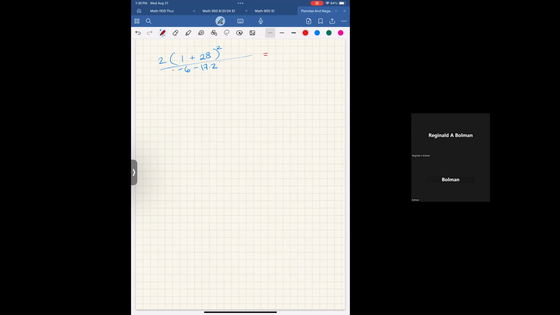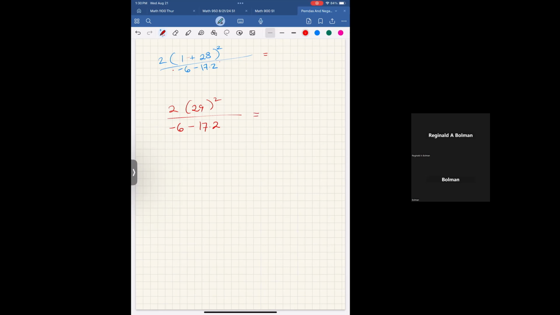Now, it does indeed look like the top will be a little bit easier. 1 plus 28 looks like it would be easier for me to calculate than, say, a -17 times 2. 1 plus 28 gives me 29. So I'm going to rewrite the numerator as 2 times 29 quantity squared, and my denominator doesn't change, so I'll just rewrite -6 minus 17 times 2. All right.